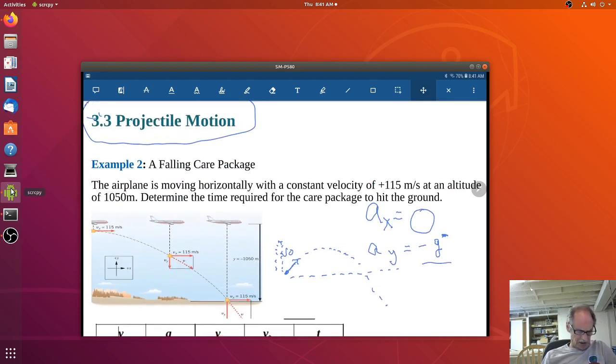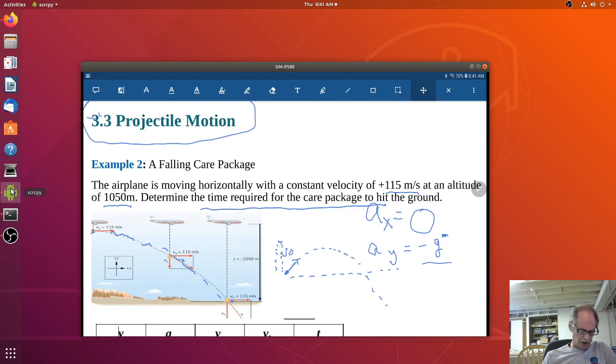So what are they asking us here? The airplane is moving horizontally with a velocity of 115 meters per second at an altitude of 1050 meters. Determine the time required for the care package to hit the ground. Okay, so as soon as this plane releases this package, at that moment the package is also moving horizontally at 115 meters per second because it was on the airplane. But it's only going to be moving horizontally for a moment because it's immediately going to start falling.